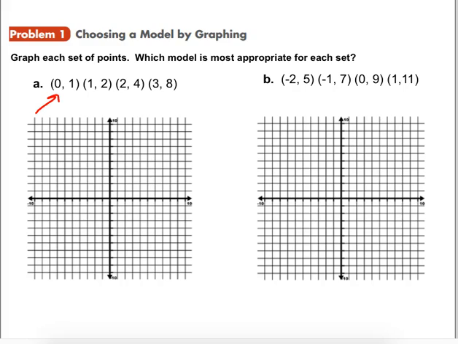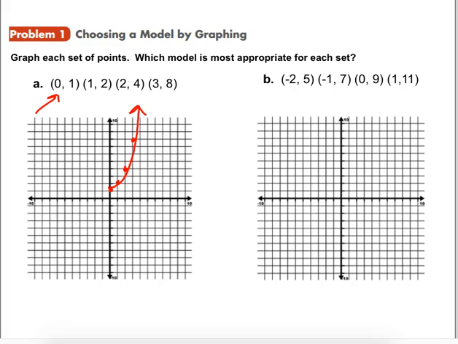Okay, so I'm starting right here. 0, 1. Put the point. 1, 2. 2, 4. And 3, 8. 1, 2, 3, 4, 5, 6, 7, 8. Alright, so it's looking something like this.